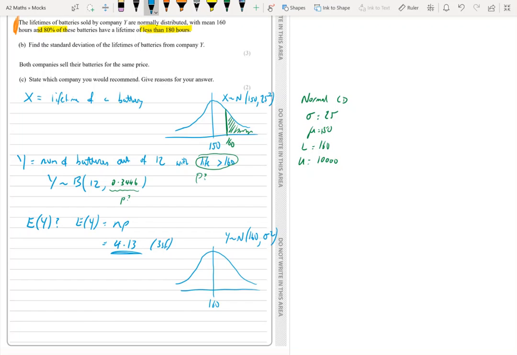So I can show that on the diagram. If I put 180 up here, this area represents 80%, so 0.8 is the probability of being in that region. Okay, so I'm just going to put a clear dividing line across. This is not the binomial we were looking at before. This is the lifetime of batteries from company Y.